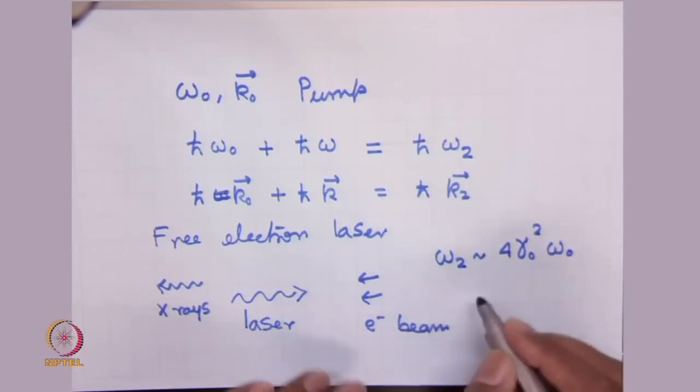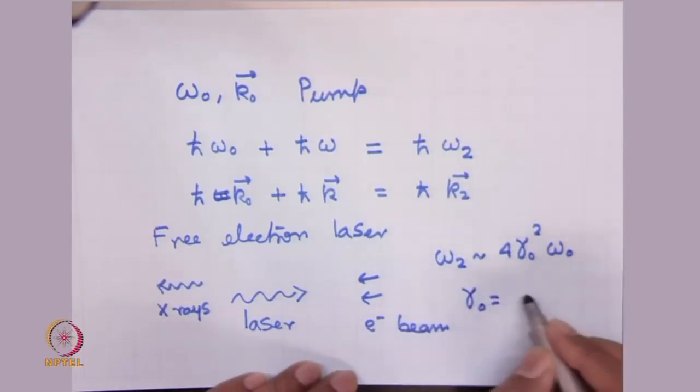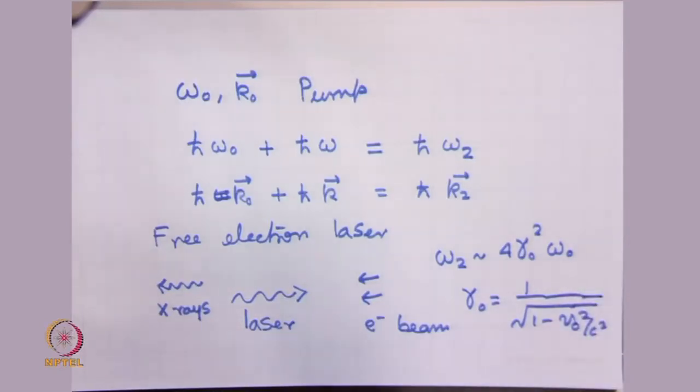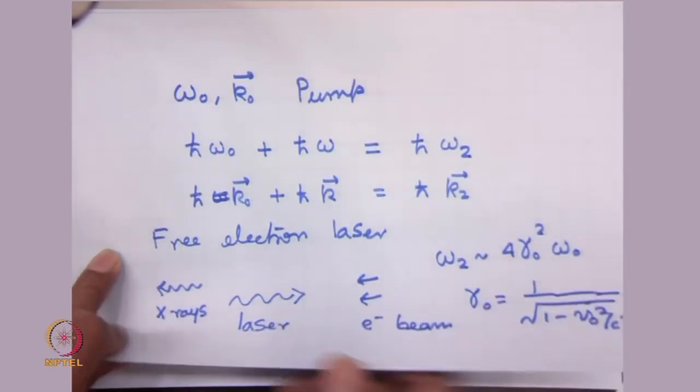Gamma 0 is related to beam velocity by this quantity. Gamma 0 is equal to 1 upon under root of 1 minus V 0 square by C square, where V 0 is the beam velocity. So, you can produce coherent X-rays by this parametric process. A lot of work in the last 3-4 decades has gone into parametric interaction between waves. Magnetized plasmas are particularly very rich in wave phenomena, and they can give rise to very useful sorts of instabilities. Some instabilities are very bad because they can remove the energy from the plasma, return it back to outside space, but some instabilities are very helpful.